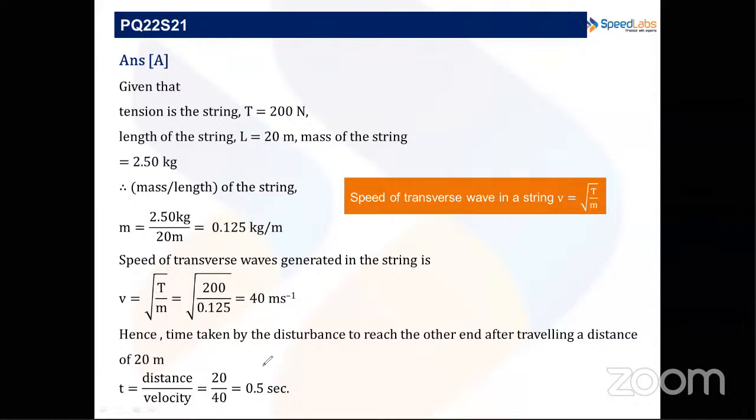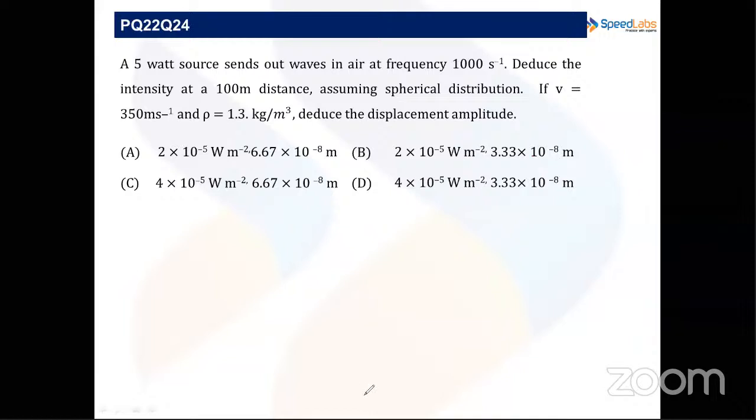A 5-watt source sends out waves in air at frequency 1000 hertz. Deduce the intensity at a 100-meter distance assuming spherical distribution. If V is equal to 350 meter per second, rho is equal to 1.3 kg per meter cube. Deduce the displacement amplitude. So we have to find the amplitude and the intensity at a distance of 100 meter.